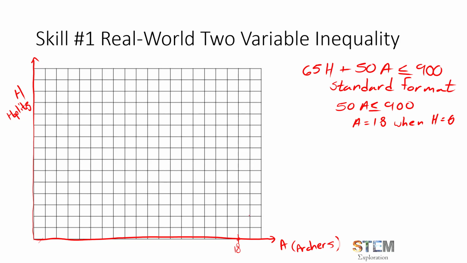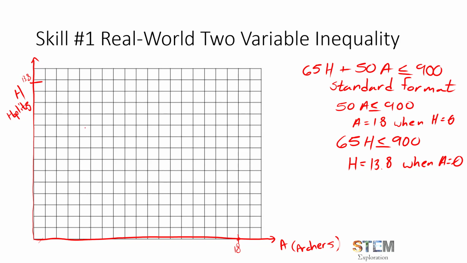And then if we want to look at the other axis here, let's assume that a is equal to 0, and we see how many times 65 goes into 900. We'll see that h is equal to 13.8 when a is equal to 0. So we wouldn't quite get to 14, so 5, 6, 7, 8, 9, 10, 11, 12, 13, 14. All right, so we're going to cross about right there, right at 13.8, right at 18.